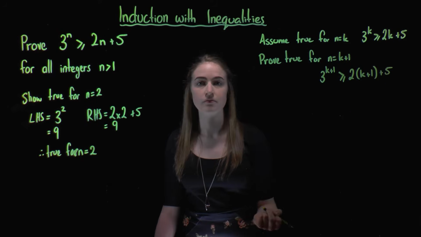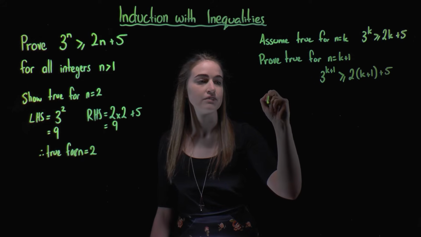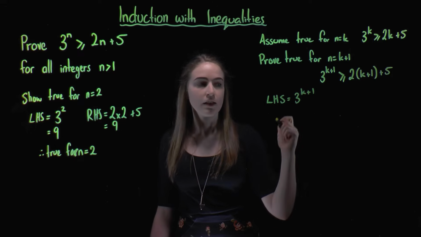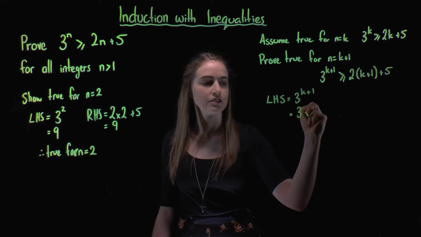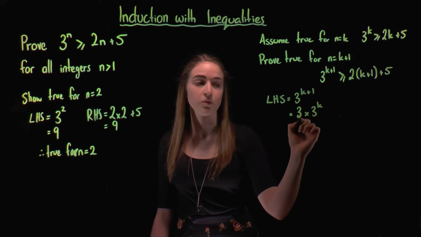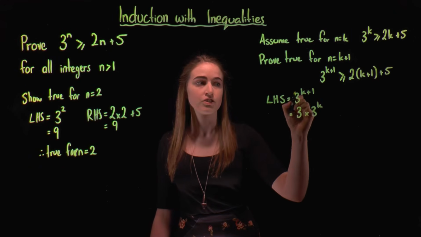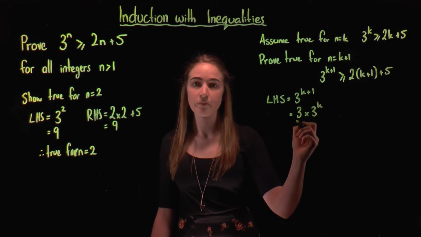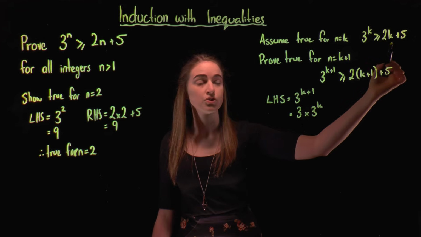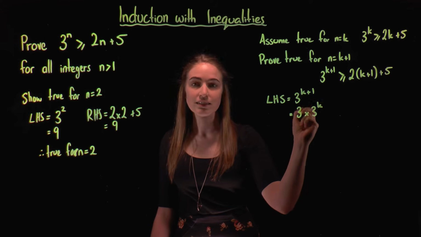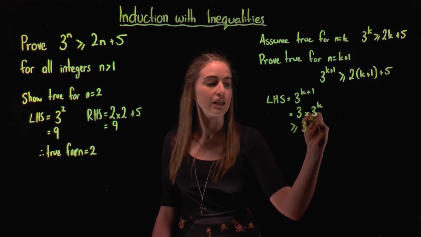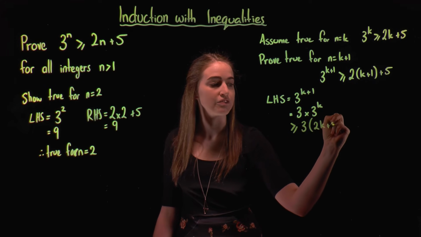All right, so let's have a look at this left-hand side. So the left-hand side is 3 to the k plus 1. Now we can split that up into 3 times 3 to the k, because that 3 there would have a power of 1, and when we multiply things with the same base, we add the powers. So these two things are the same, so we've split this up. Now from our assumption, we know that 3 to the k is greater than or equal to 2k plus 5. So we can say that this statement, because of our assumption, has to be greater than or equal to 3 times (2k plus 5).